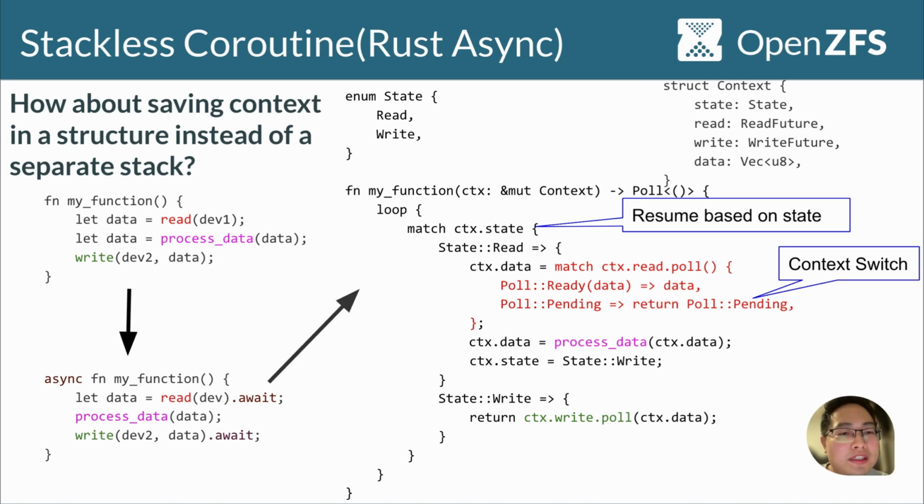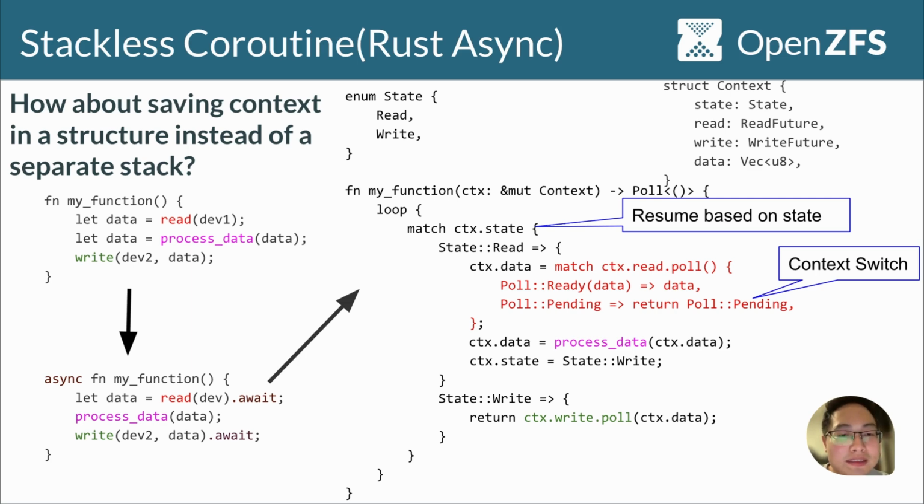In Rust, if we use .await behind the blocking functions, the outer function can be compiled into the state machine on the right. In my function, we will first call the poll function of the read, which registers a read request and checks whether the read is completed. If the read is not completed, my function will return pending to the worker thread. This return statement works like a context switch in a stackful coroutine because it returns control to the worker thread.